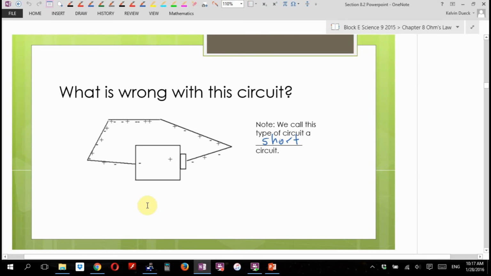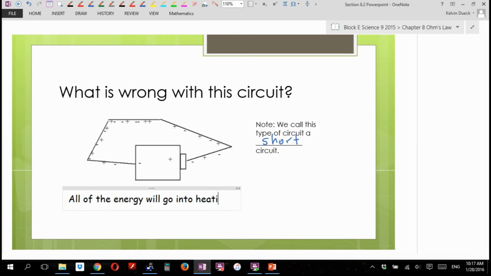Okay? So what's wrong with this circuit? All of the energy will go into heating the wire. Did I have that picture for you guys? Did I include that in your notes? Yeah, this is a short circuit.